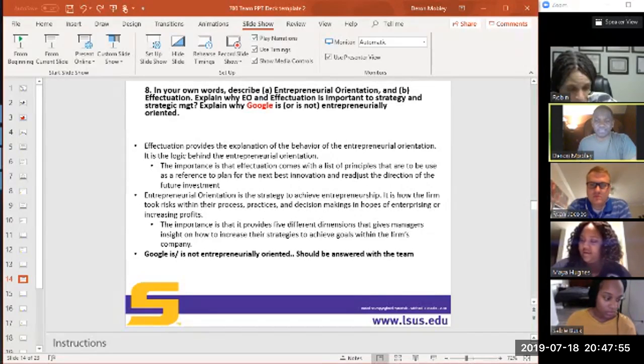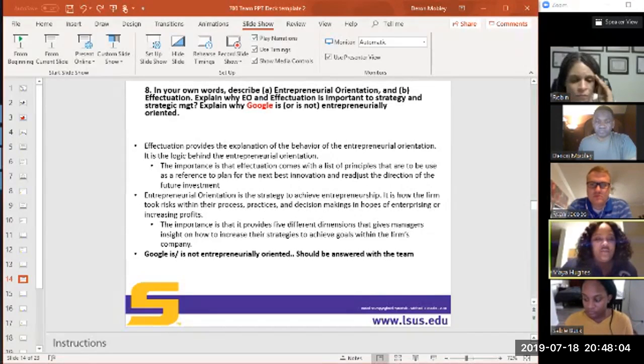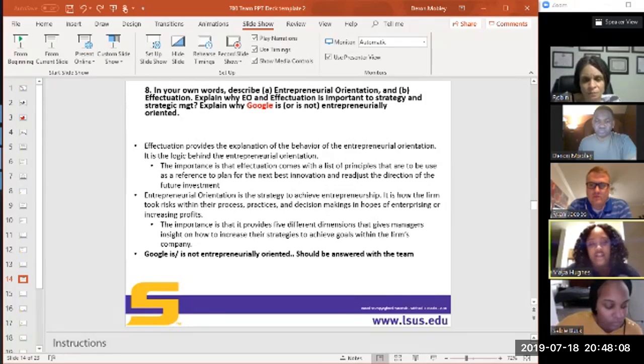The next slide is about entrepreneurial orientation and effectuation. The first part is about the definition, and the second part is why it is important to strategizing or strategic management.